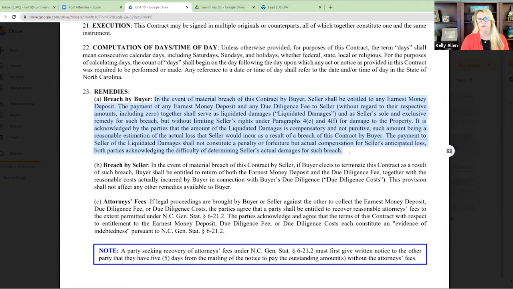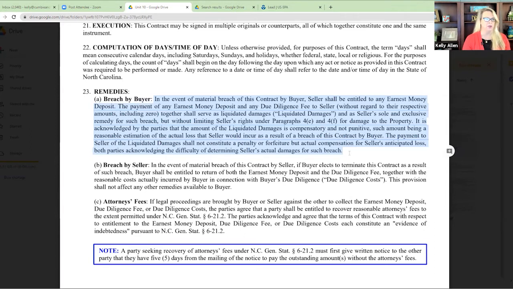It's hard to kind of estimate what the damages would be if the buyer breaches, but we're willing to be like, okay, we're sticking with the earnest money deposit and the due diligence fee as liquidated damages. And that term is spelled out right there in the body of this contract. I'm going to go back in.